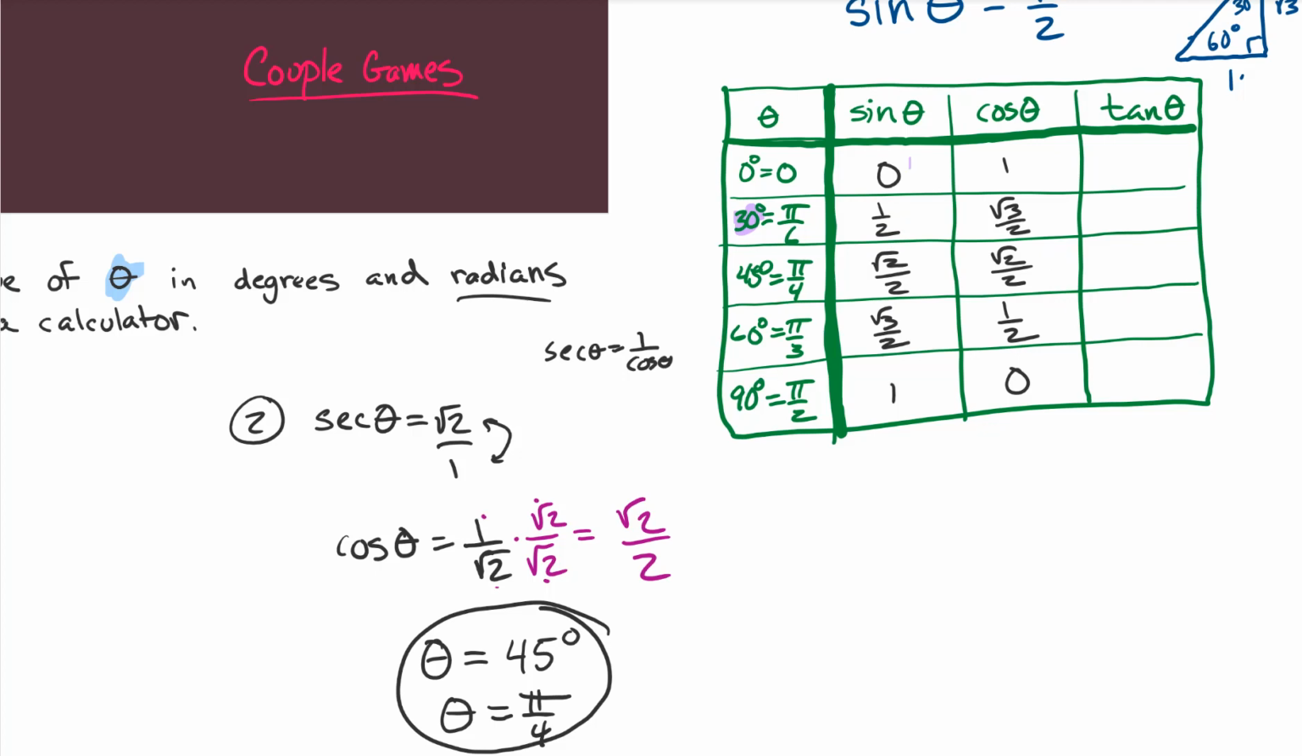It can also give you tangent, because isn't sine divided by cosine equal to tangent? So what's 0 divided by 1? 0. What's 1 divided by root 3? 1 divided by root 3, and if you rationalize this, it's root 3 over 3. Same thing divided by the same thing is 1. Root 3 divided by 1 is root 3. And 1 divided by nothing? Well, that's undefined. You're not allowed to divide by 0.